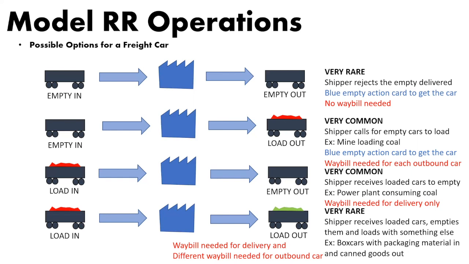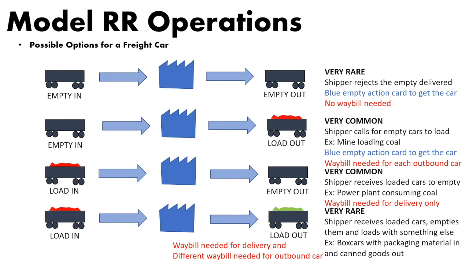Now, also very common is for a load to show up, right? Let's take a power plant, for example. That same load of coal comes in. When it gets to that power plant, they use the coal, they burn it to make electricity, and then they send the empty out. So you only need the waybill to bring the load to your power plant. Once it's empty, that part of the car card that says where to route it empty kicks in, and that tells you where to send that car now that it's empty.